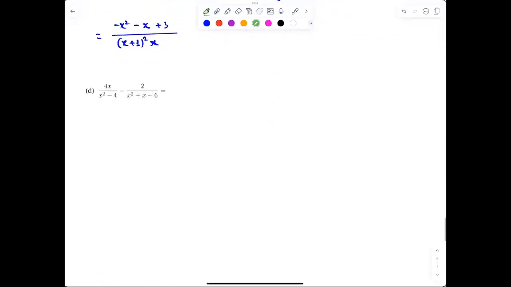Now for problem D, we're going to do the same thing. Let's factor the numerator and the denominator. So 4x over (x minus 2) times (x plus 2), minus 2 over (x plus 3) times (x minus 2). So the LCD: x minus 2, x plus 2, put that into the LCD.